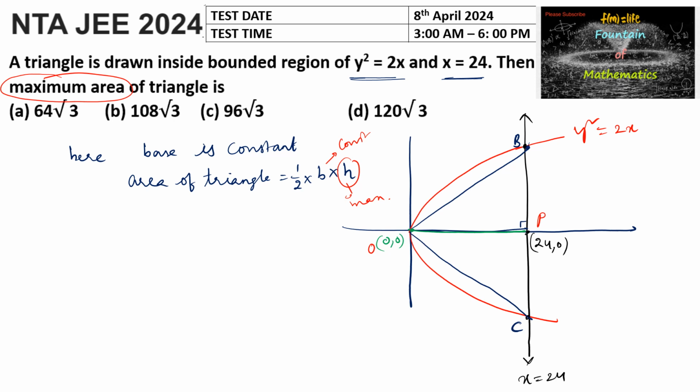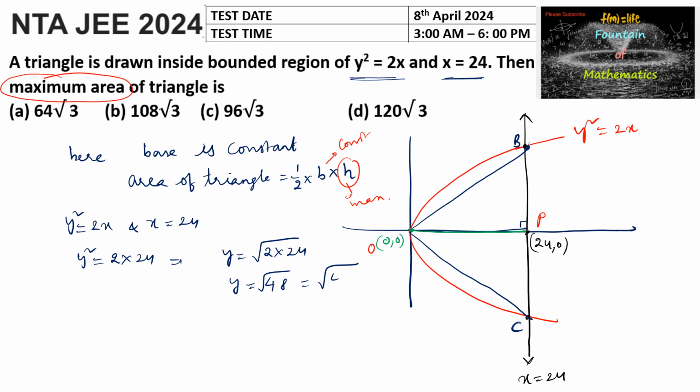Solving y square is equal to 2x and x is equal to 24, we get y square is equal to 2 into 24. So we get y is equal to root of 2 into 24, that is y is equal to root 48. So root 48 is root of 4 into 4 into 3, so y is equal to 4 root 3. So the point B can be taken as 24 comma 4 root 3 and another point 24 comma minus 4 root 3.